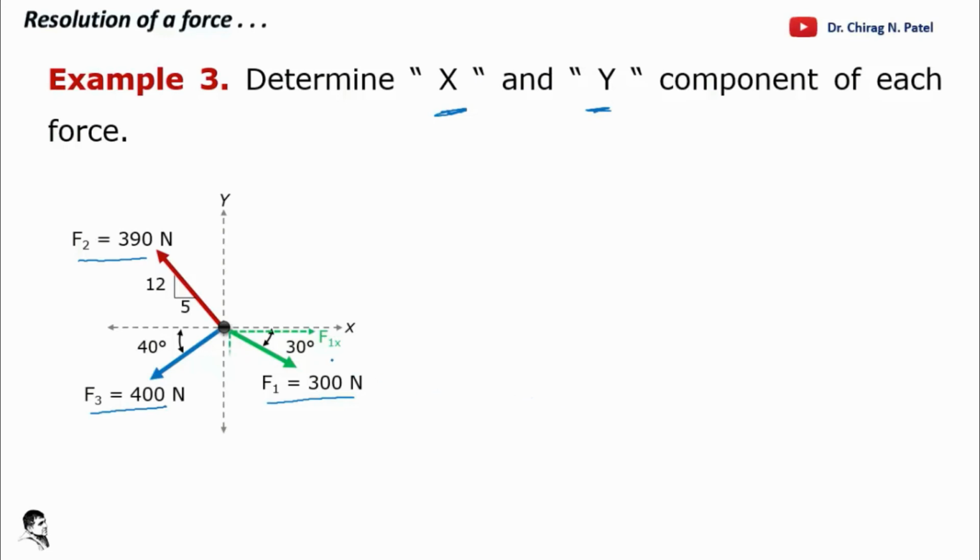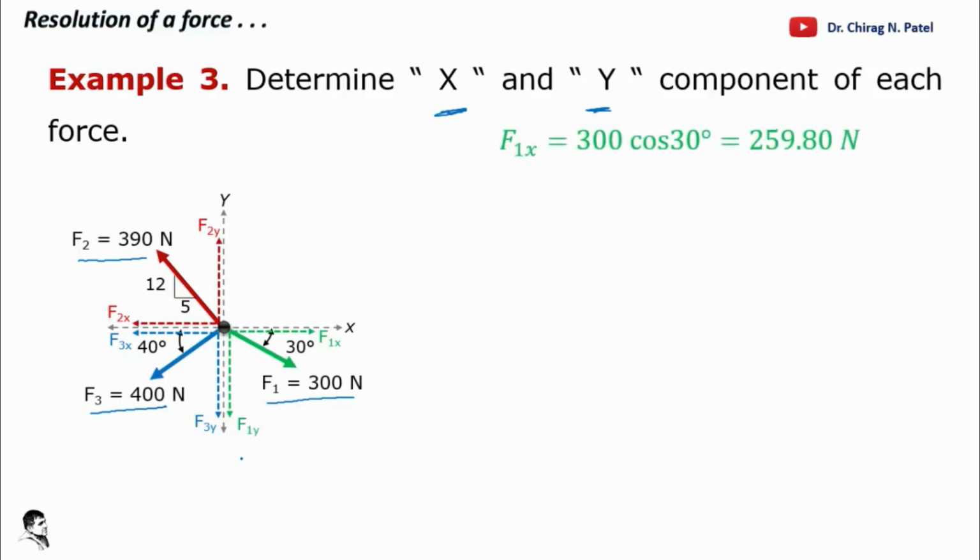F1x, F1y, F2x, F2y, F3x, and F3y. Now if we know the angle between those forces and a particular axis, we can easily find out the components by simply applying cos and sine.